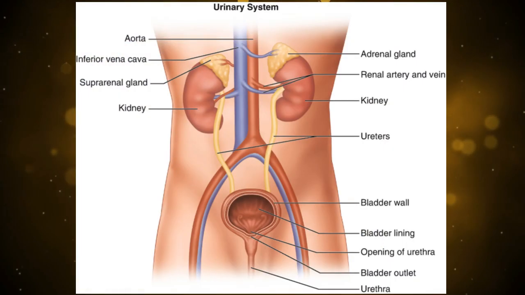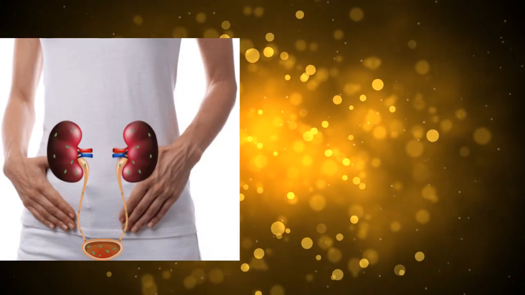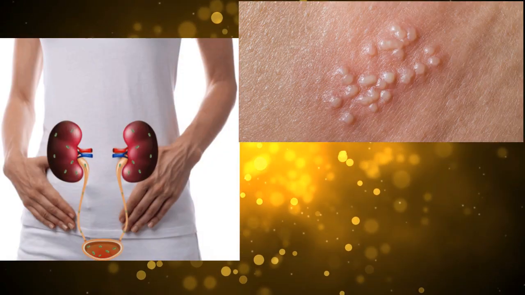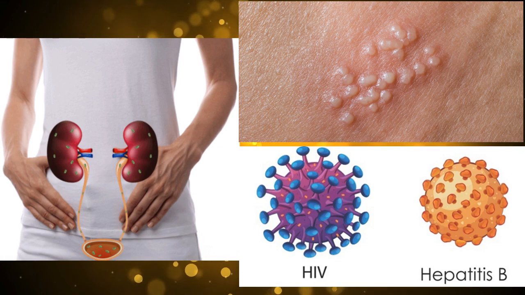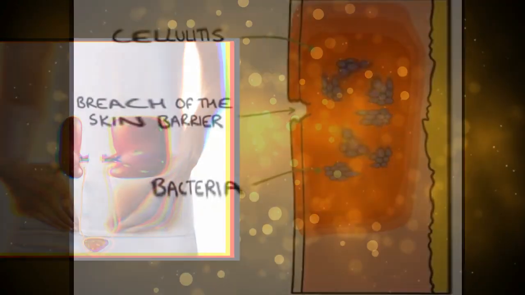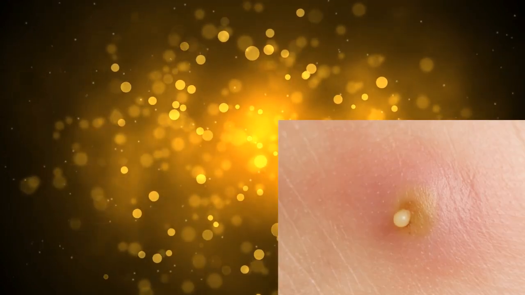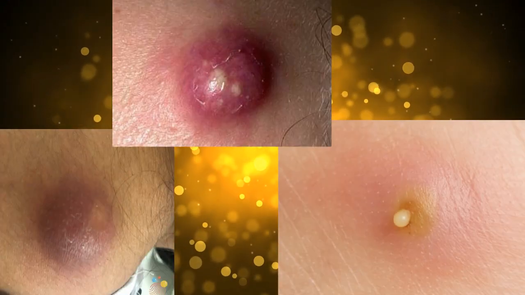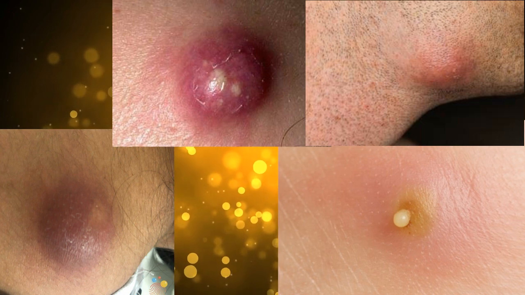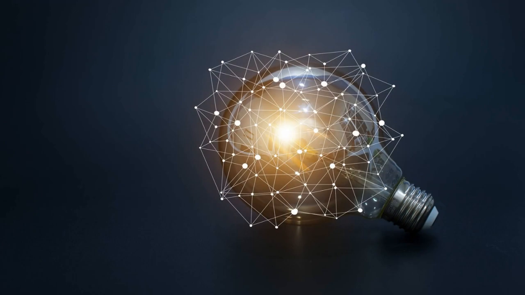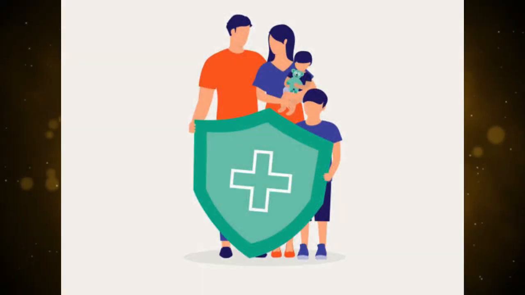Through the genitourinary tract, causing urinary infections, herpes, HIV, hepatitis B, and so on. Through the breaches in our skin, causing boils, furuncles, carbuncles, abscesses, and so on. Having this knowledge about the pathogens and their behavior, we can take certain measures to safeguard ourselves from them.